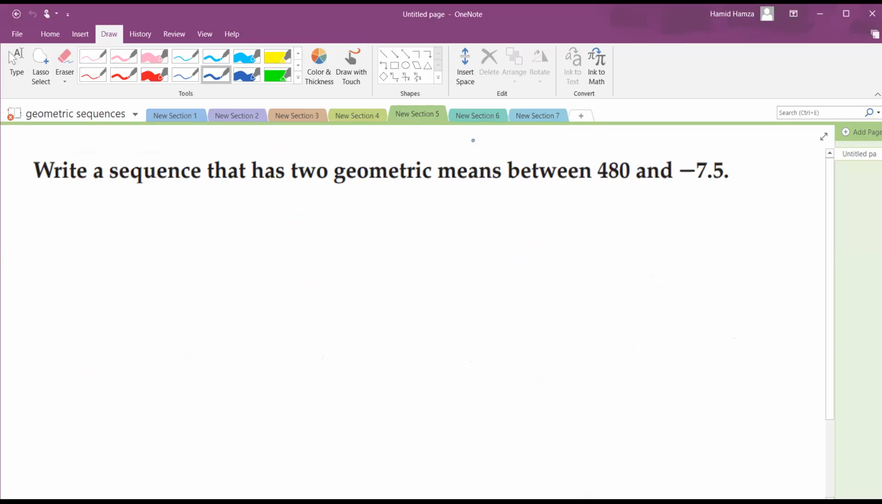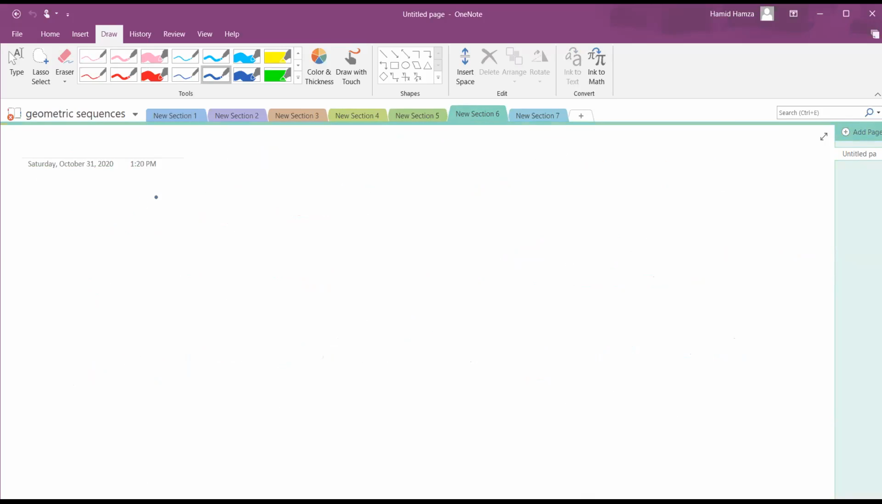So, geometric mean. Like in an arithmetic sequence, for example 2, 4, 6, 8, 10, the terms between any two terms in an arithmetic sequence are called what? Arithmetic mean.